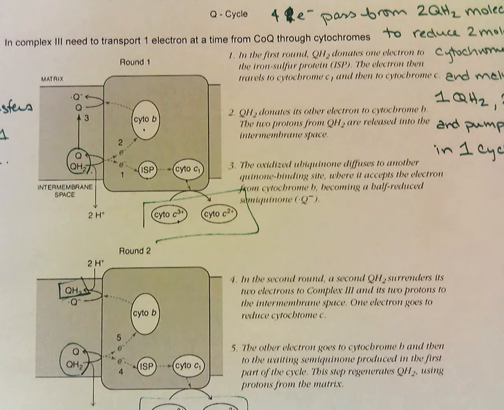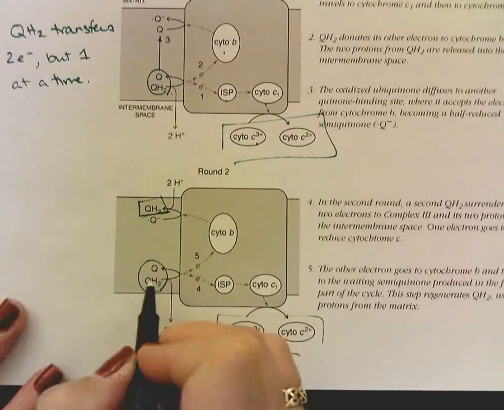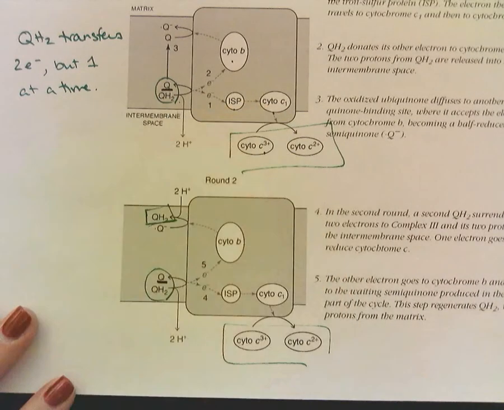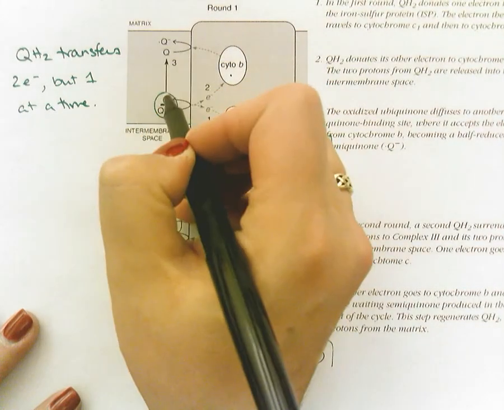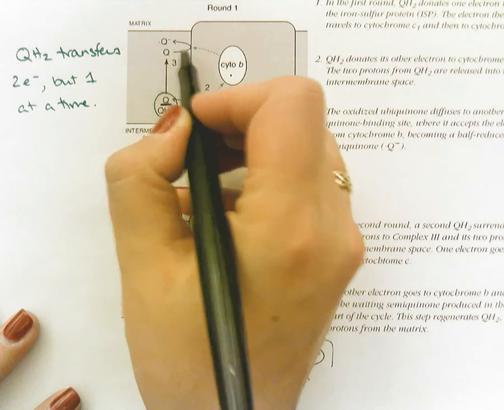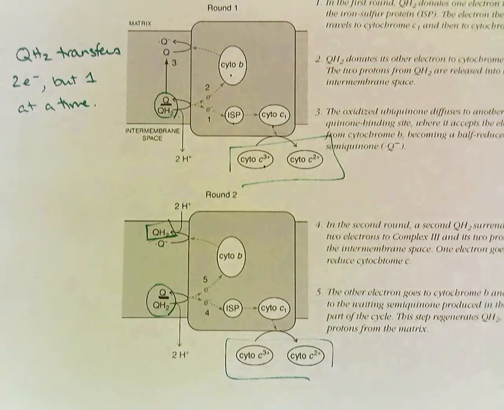So let's see. 4 electrons pass from 2 QH2s to reduce 2 molecules of cytochrome C. We regenerate 1 QH2. We make 2 Qs and pump 4 protons. The part that says it's 2 Qs, where is that? So we made 1 here and we made 1 here. This one is usually the one that gets semi-reduced again. So I guess net, we only make 1. But I'll leave it as 2. It's easier to see as 2.